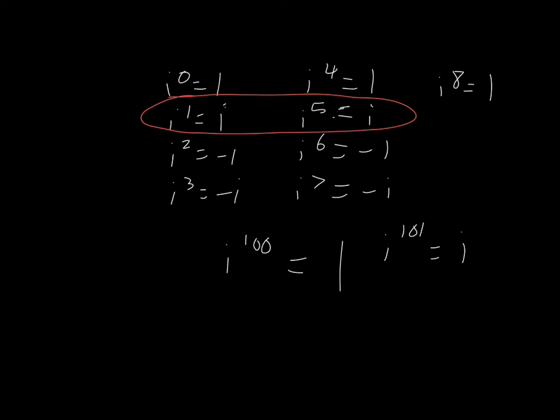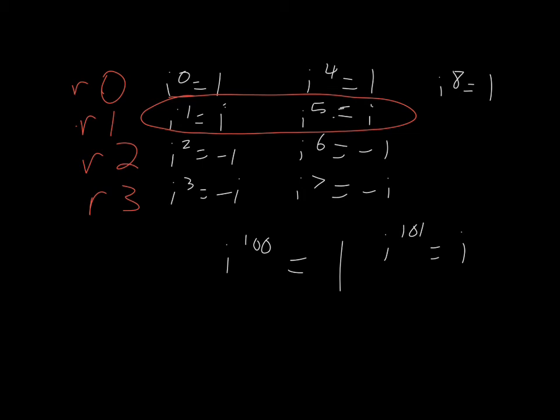A way you can do this is take the power and divide it by 4. If it goes in evenly and has a remainder of 0, it is going to be this top number here. So let me write this up here. If the remainder is 0, it's that top row. If the remainder is 1, it's the second row. If the remainder is 2, it's here. If the remainder is 3, that is what the answer will be.